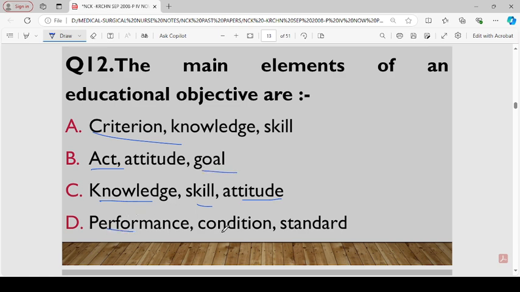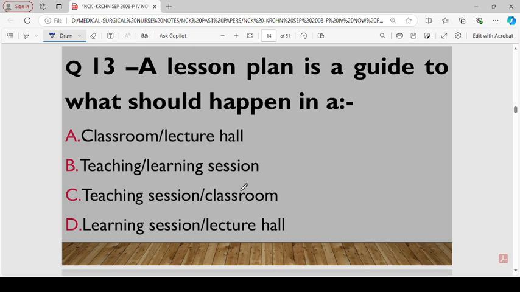Performance, condition, standard. Remember, performance is what learners are expected to do. Condition is the circumstances, right? Where the standard is the criteria for accepted performance. So whatever describes the educational objective is option C.